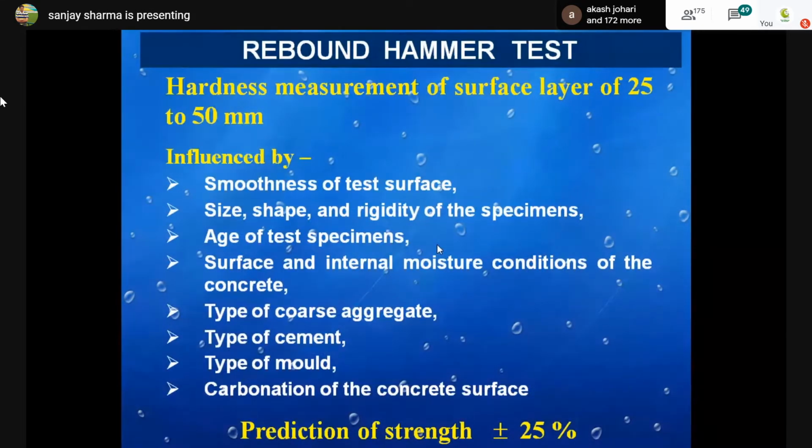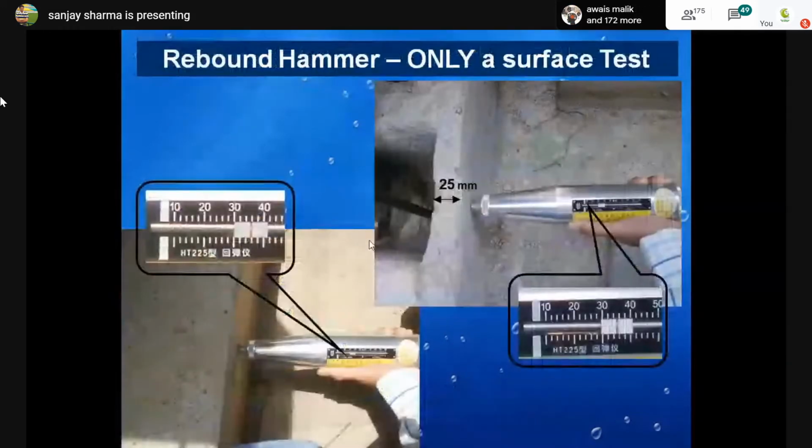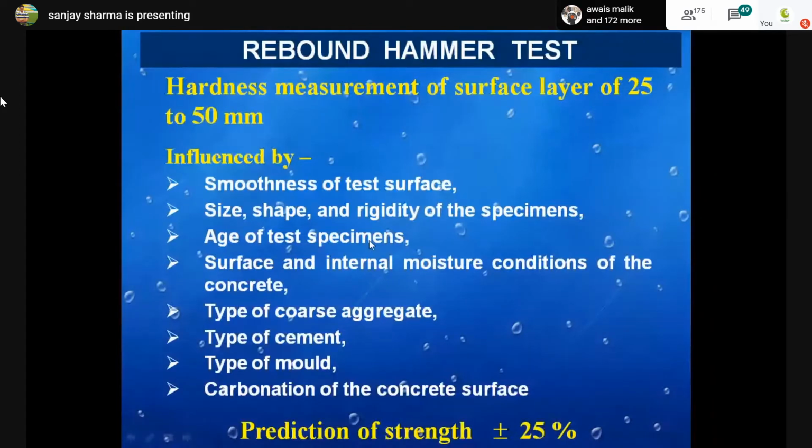As we see, we measure hardness, and that hardness is basically of the surface layer, which is up to 25 to 50 mm. So we assume that if the cover is good enough, the inside concrete has the same property. But the rebound hammer test is influenced by many factors, like the smoothness of the test surface, size, shape, age of the test surface, internal moisture conditions, type of coarse aggregate, type of cement, and type of mold. The prediction of strength with the rebound hammer is plus or minus 25%.